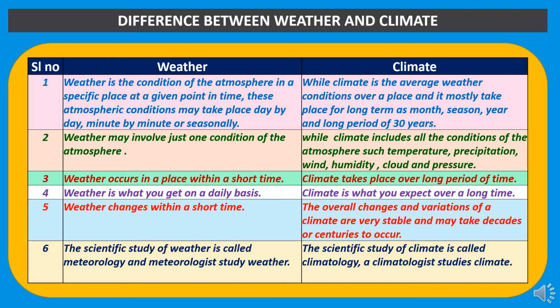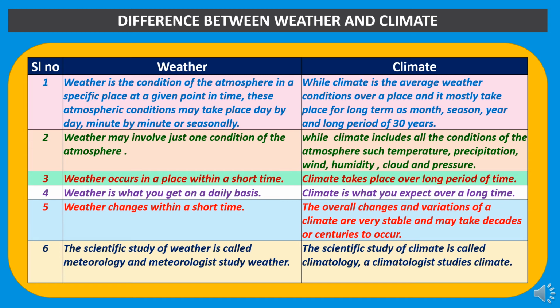Second, weather may involve just one condition of the atmosphere, while climate includes all the conditions of the atmosphere such as temperature, precipitation, wind, humidity, cloud and pressure. And third, weather occurs in a place within a short time, while climate takes place over a long period of time. Fourth, weather is what you get on a daily basis, while in case of climate, it is what you expect over a long time.